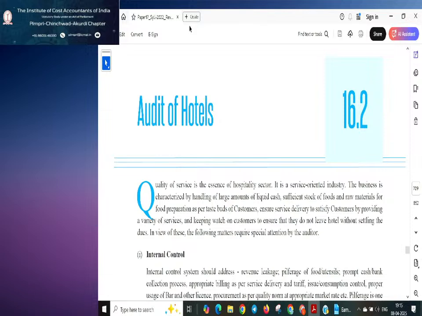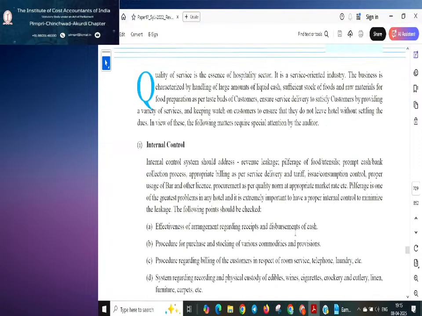So when you actually put yourselves in that kind of an organization, you will get a lot of points for internal control check. But in order to put it in a formal way, let's see what are the things that come under audit of hotels. So quality of the service is the essence of hospitality sector. So it is a hospitality industry. Internal control system should address revenue leakage, pilferage of food or utensils. There is a possibility of this thing, pilferage of food or utensils, that is the kitchen utensils, if it comes with a restaurant. Prompt cash or bank collection process, so there could be some credit card processing, there could be some online processing, there could be some cash processing, how it is dealt with.